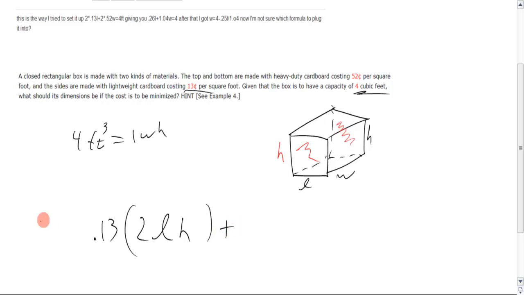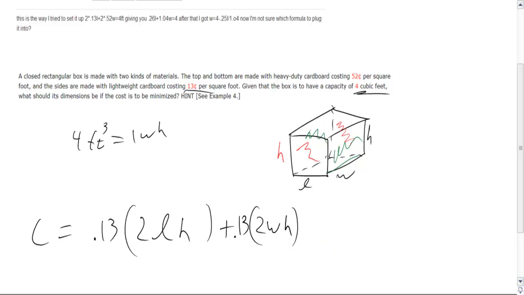Now, that's not going to be our total cost though, because we're going to have more costs. We now have the other sides, this side and this side over there. Those 2 sides are going to be made from a width and a height, and since there's 2 of them, we need 2. And the cost of those, again, is going to be the same, 13 cents. So that's going to be the cost of the sides of the box.